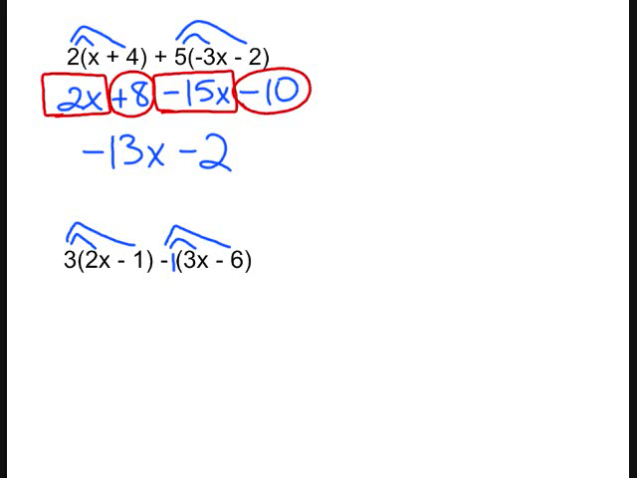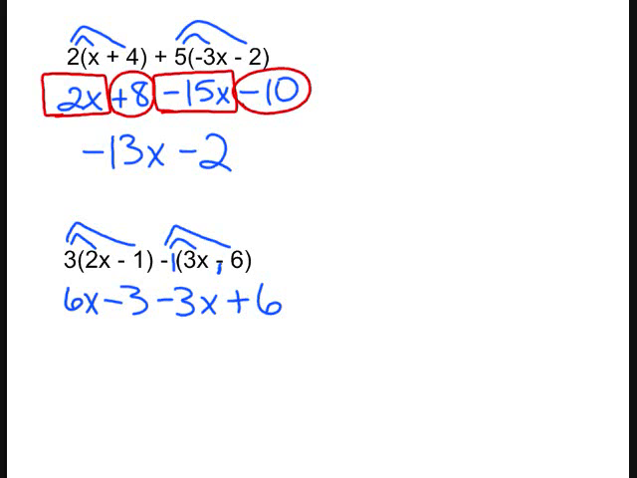So going back to the beginning, 3 times 2x gives me 6x. 3 times negative 1 gives me a negative 3. And then we're distributing the negative 1. So negative 1 times 3x gives me a minus 3x. And negative 1 times negative 6 gives me a positive 6. This second mountaintop that I just did is where a lot of mistakes happen. A lot of kids will just look at the negative right here and put a minus sign down there. But this is negative 1 times a negative 6, which gives me a positive 6.